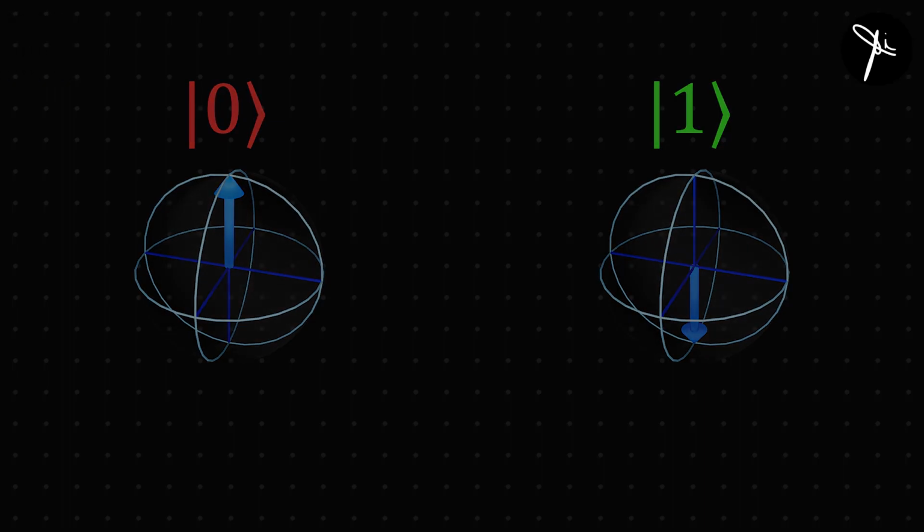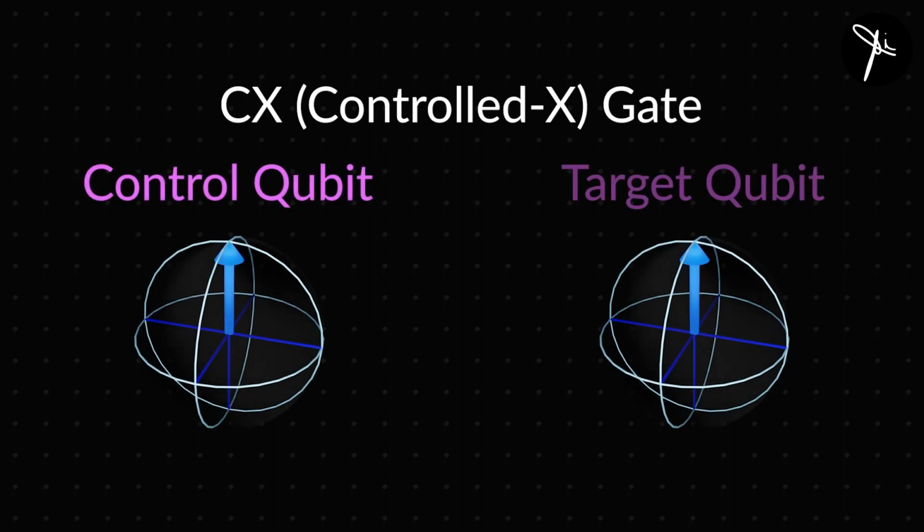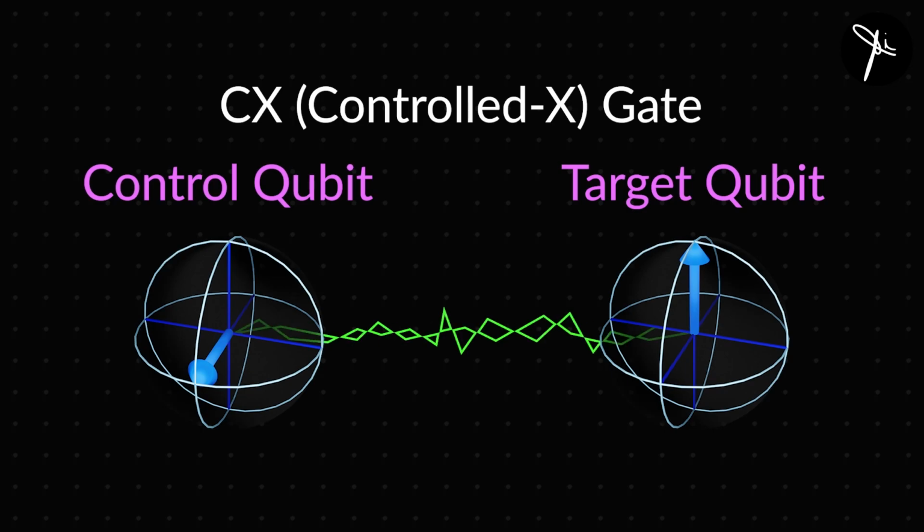Now let's take a look at an important multi-qubit gate, the CX or controlled X gate. The CX gate acts on two qubits, the control qubit and the target qubit. If the control qubit is in the 1 state, the CX gate applies an X gate to the target qubit. But if the control qubit is in the 0 state, it does nothing to the target. If the control qubit is in superposition and the target qubit isn't in the plus or minus state when the CX gate is applied, the gate will entangle the two qubits.